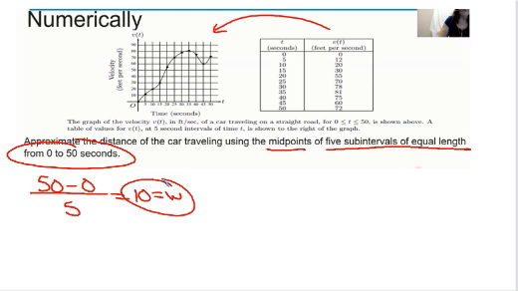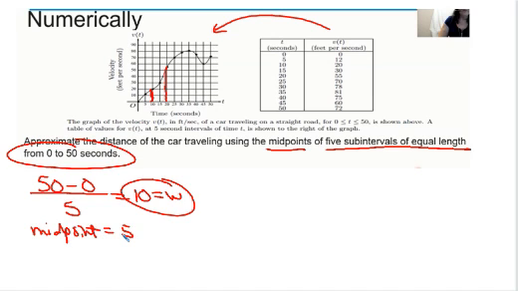But what I have to do now, this problem actually makes this kind of nice. Because look what they gave us. My width of every subinterval is 10. And my midpoint, that means my midpoint is halfway across that 10, which is 5.